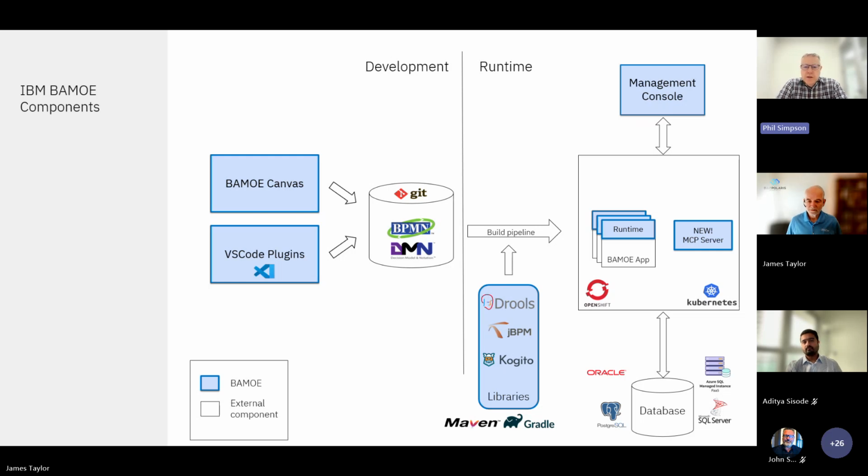So that at a very high level is an overview of BAMOE. What we're going to see today is really focus more on the development side. So we're looking at how we can use AI and particularly how we could use IBM Bob as a development environment and have AI build us some of these artifacts that are used to create these applications. One particularly important thing to understand is that IBM Bob is itself based on VS Code. So the plugins that we provide for VS Code actually plug directly into IBM Bob as well. So it makes it very easy to start using Bob with BAMOE.